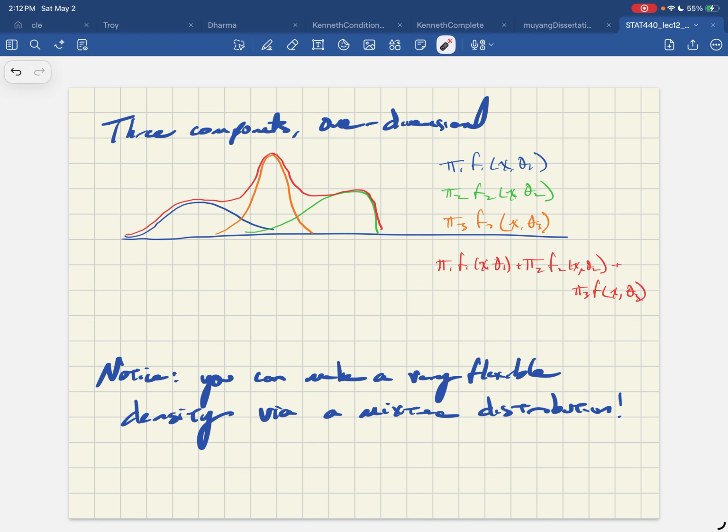What you're also hopefully seeing is that we can make a very flexible density via a mixture distribution. So one of the things we're going to talk about, one of the statistical goals, will be to perform density estimation, and look, by starting with 3 pretty simple models, we can end up with a density. Our mixture density is pretty darn complex.